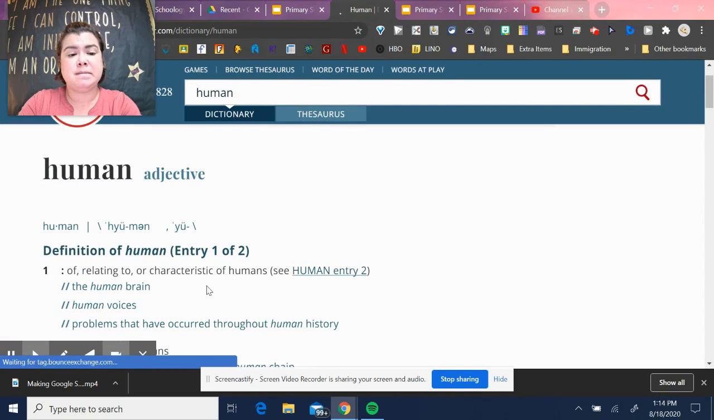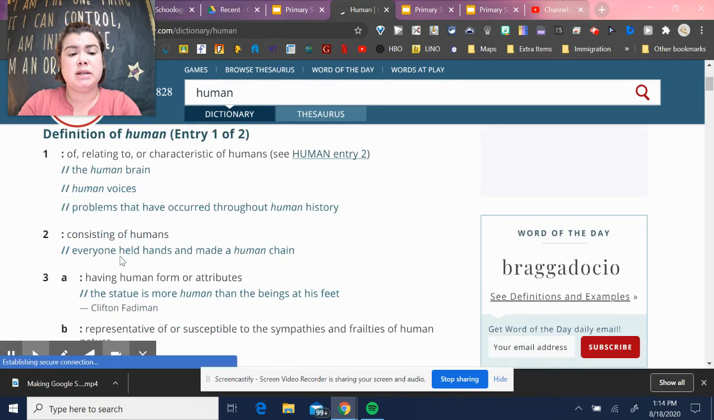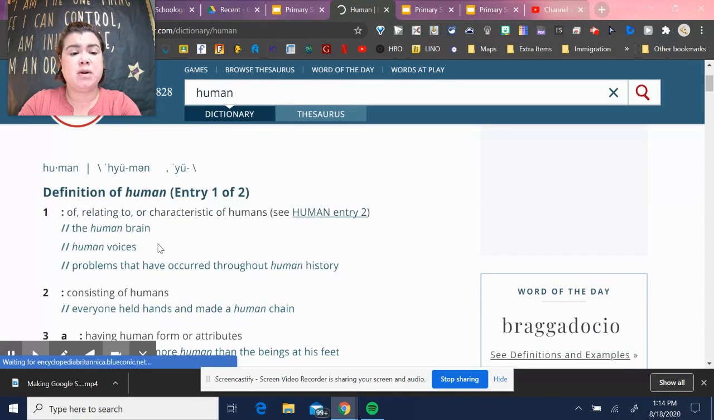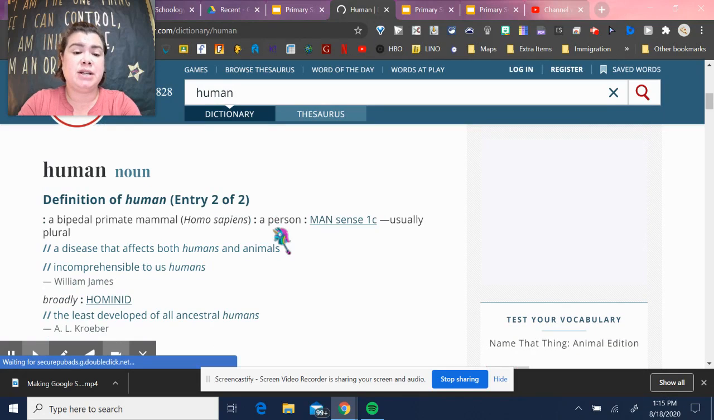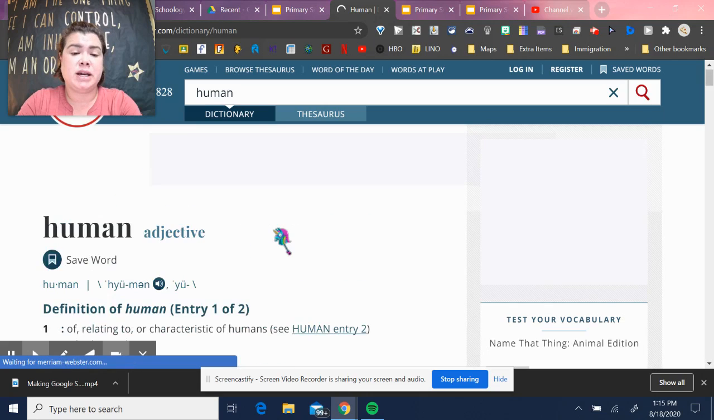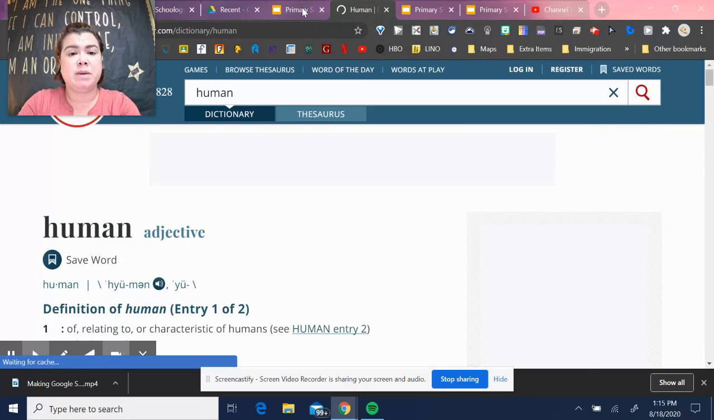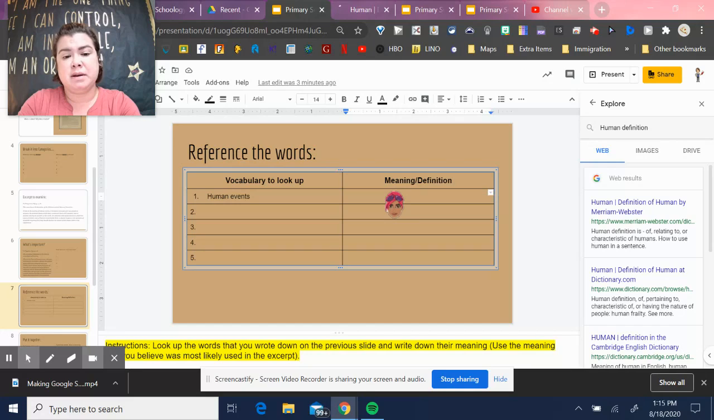Okay, so relating to humans, we're talking about relating to or characteristics of humans. Okay, so here's an actual definition. It's a person. Okay, so things related to people. That might be a good way to put that in there. So I might put in here the word people. Okay, and then I'm going to put in events in the definition here.